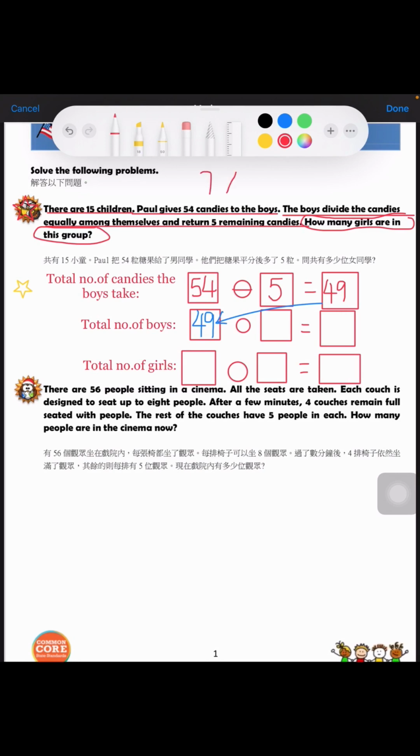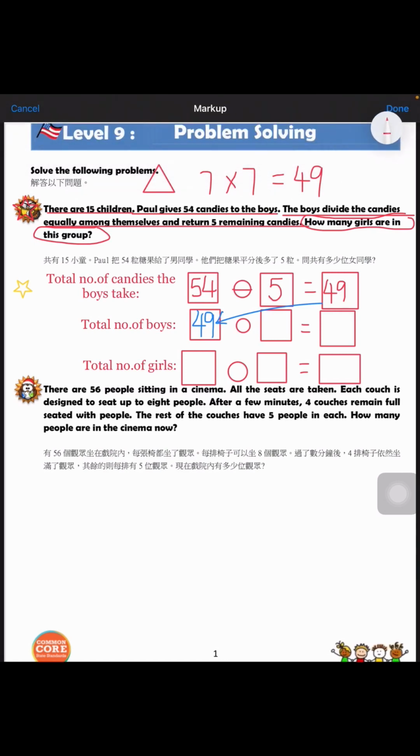Since we got 7 times 7 equals 49, which means there are 7 boys and each boy gets 7 candies. So the total equals 49 candies. According to the facts family, if 7 times 7 equals 49, which means 49 divided by 7 equals 7. Therefore, the total number of boys would be 49 divided by 7 equals 7.